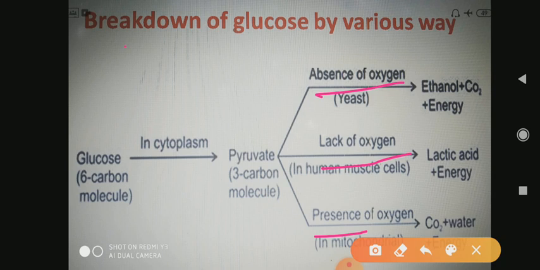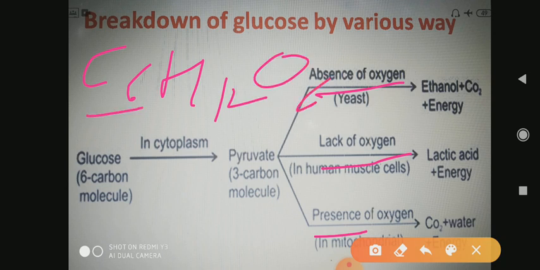The formula of glucose is C6H12O6. It is a 6 carbon compound. You can see 6 carbon atoms are there. That's why it is a 6 carbon molecule. Now this converts into pyruvate. Pyruvate is a 3 carbon compound. The formula starts from C3. So the first process is glucose converting into pyruvate. It means a 6 carbon molecule is converted to a 3 carbon molecule. And this process takes place in the cytoplasm. It means this process is taking place inside a cell.